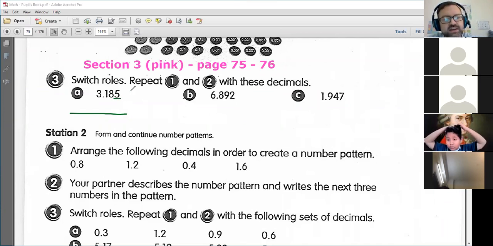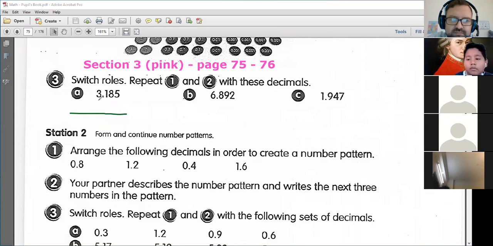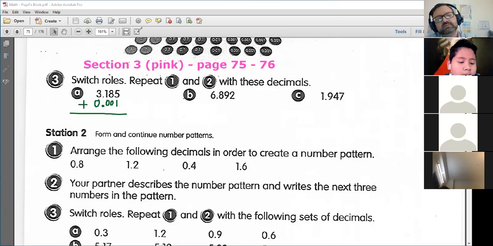So, Pyrrhic, if I asked you to add 1/1000th, what would your answer be? 1/1000th is 0.001. So we're just adding that. So, if we add 0.001 to 3.185, what are we going to get? You will get 3.186. All right. The only thing that we're changing is the thousandths, kids.